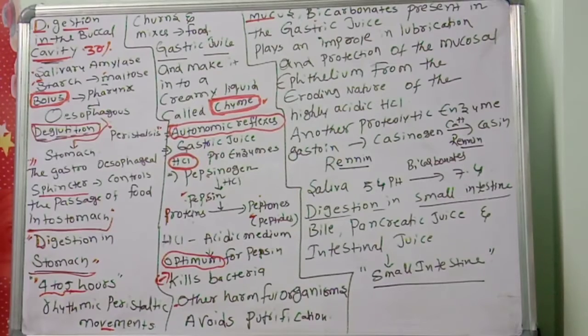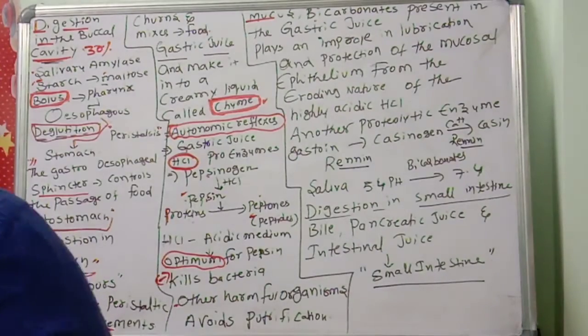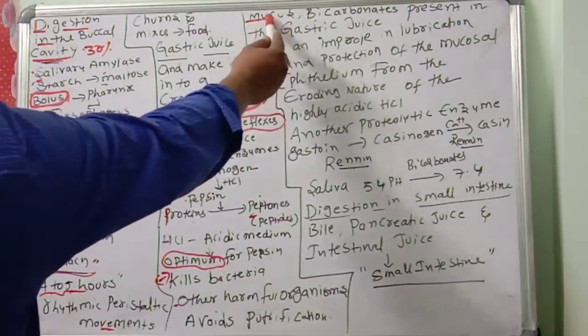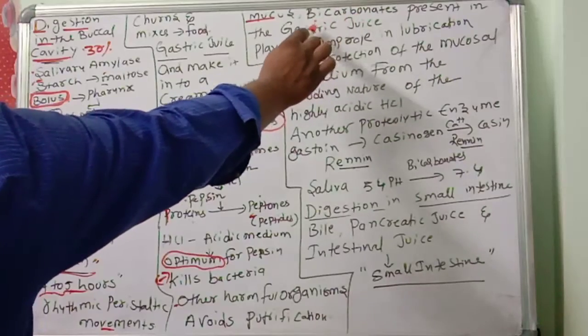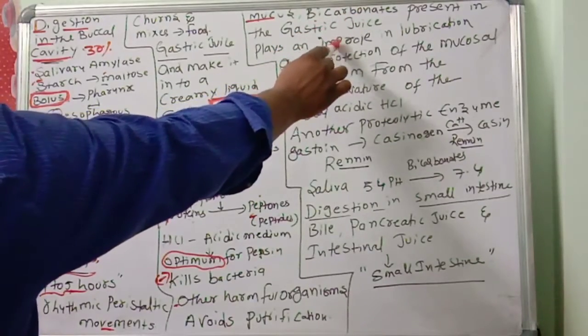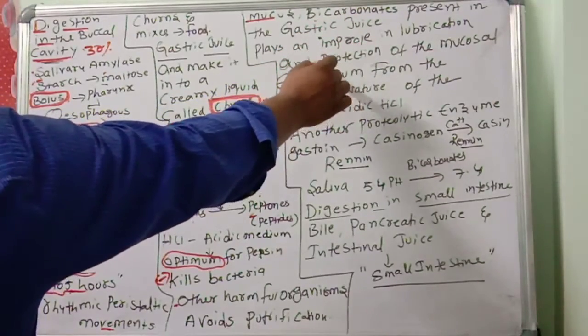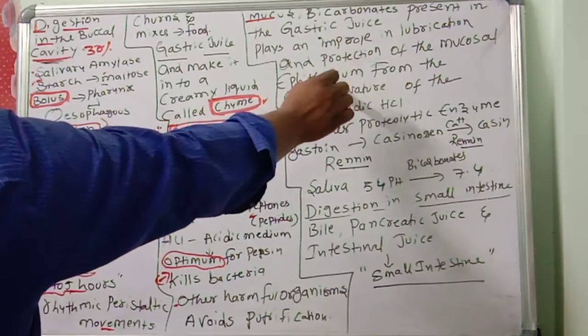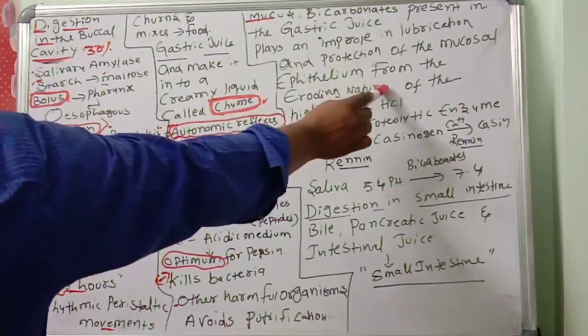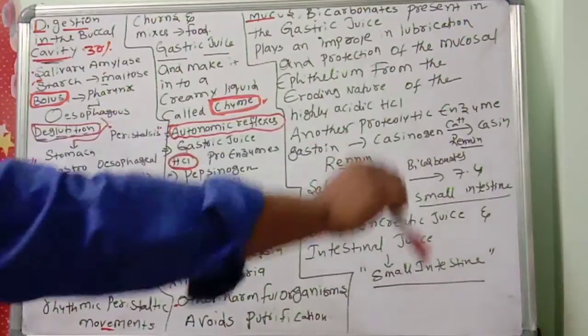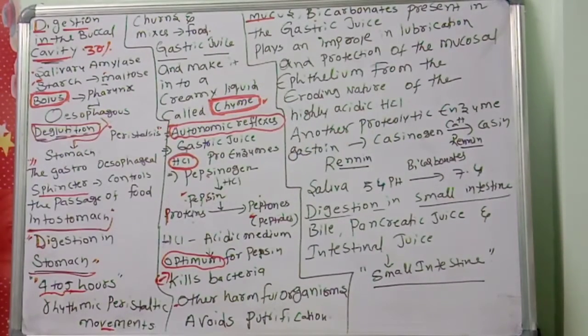Mucus and bicarbonates present in the gastric juice play an important role in lubrication and protection of the mucosal epithelium from the eroding nature of the highly acidic HCl.